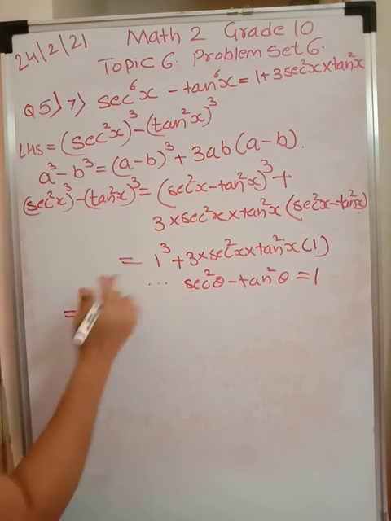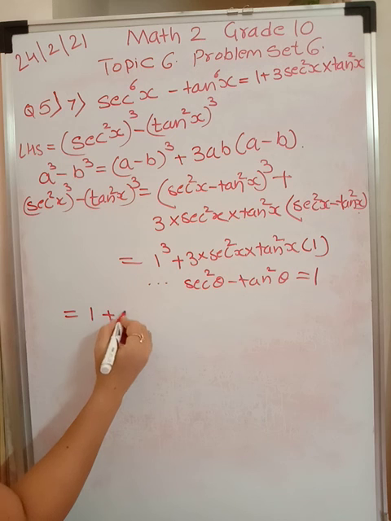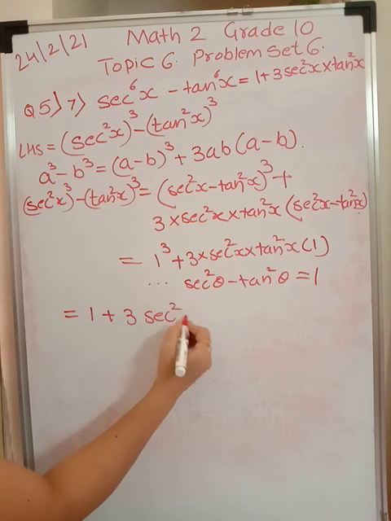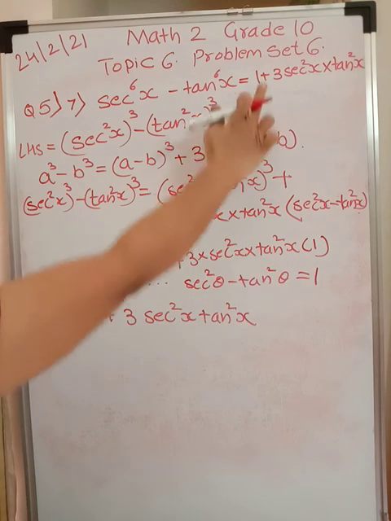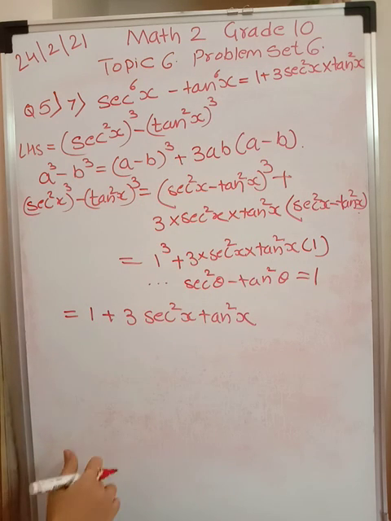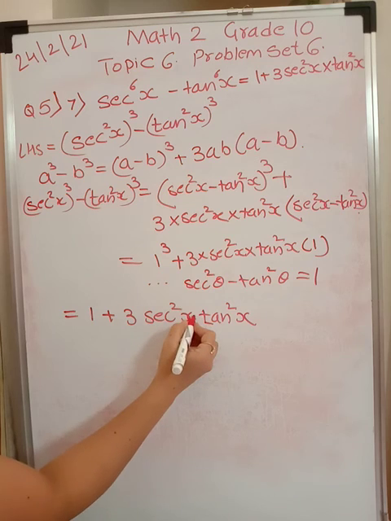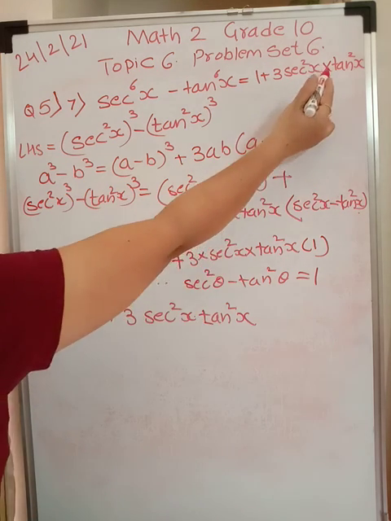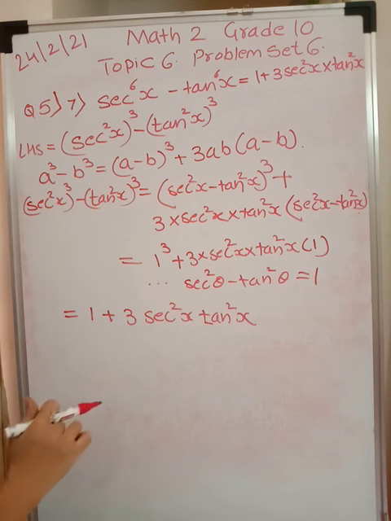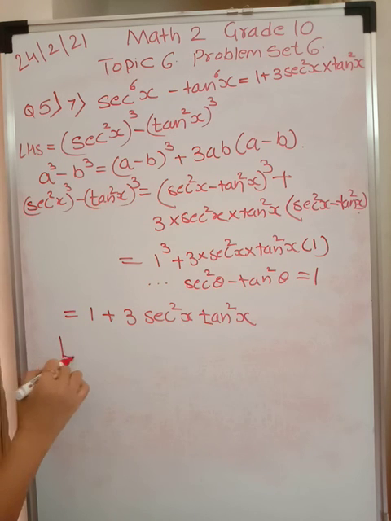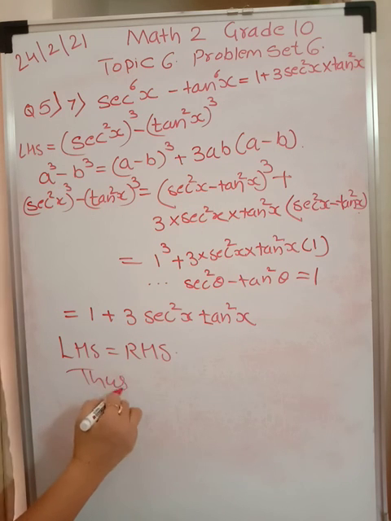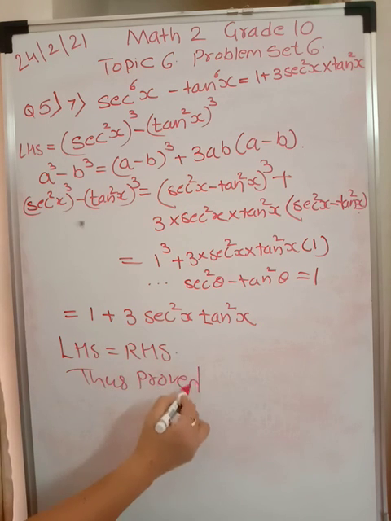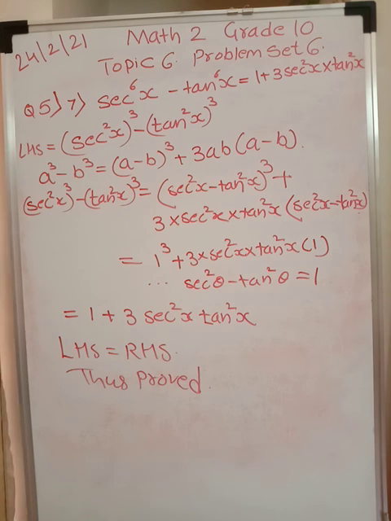So what do we get? 1 cube is 1, plus 3 sec square x tan square x into 1. This is plus, not tan. So here there is a multiplication sign, you can see over here. Alright, so nothing is there means multiplication is there. So we got LHS is equal to RHS, thus proved. Okay, so please take down all the steps. Thank you.